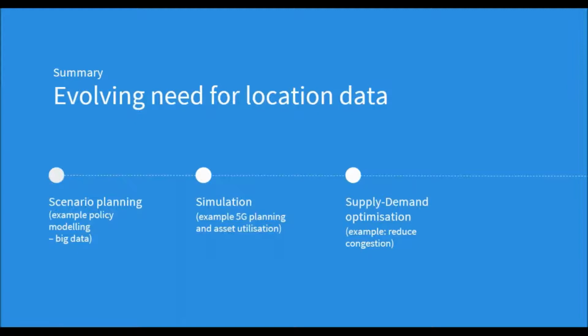Simulation is the next one, and perhaps the planning of 5G networks and the asset utilization that goes with that, because it is expected that a much larger number of antennas will actually be needed, is a good example for simulation. If you go into the transport domain, then we deal with something which we can call supply-demand optimization. So how can we use a congested road network much more efficiently in order to make traffic flow happen at all times of the day and reduce congestion?